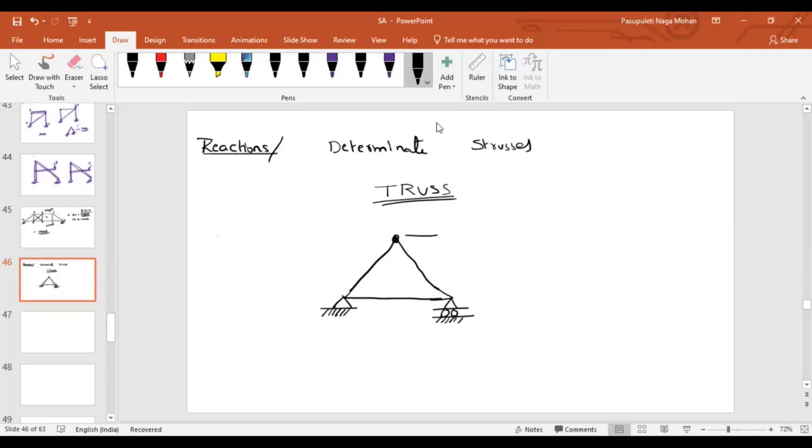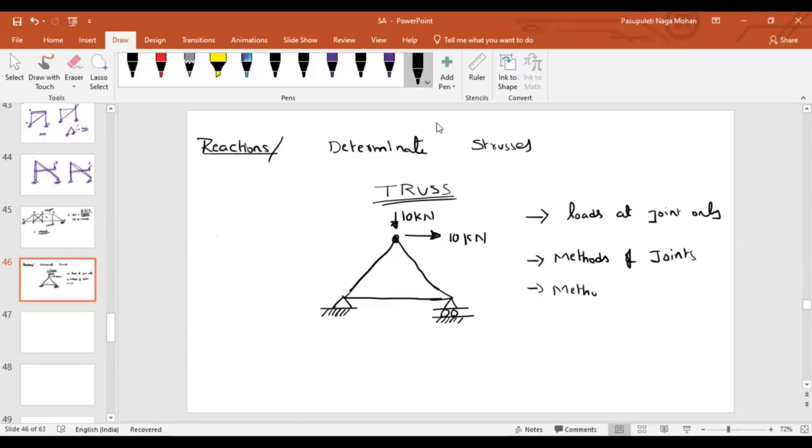And let us assume that there is a force acting here, 10 kilonewton, and a force acting here, 10 kilonewton. So first of all, if it is a truss, we know that loads will act at the joints only. And if you see the next part, in how many methods can we solve the unknown reactions in the truss? As you guys might have read, those are nothing but the method of joints and the method of sections.